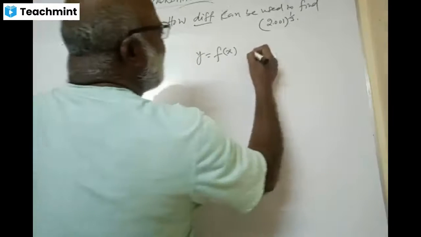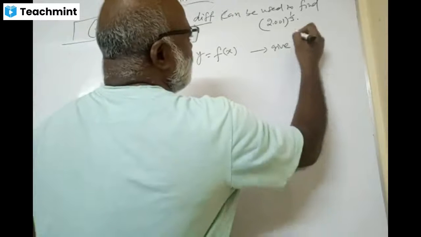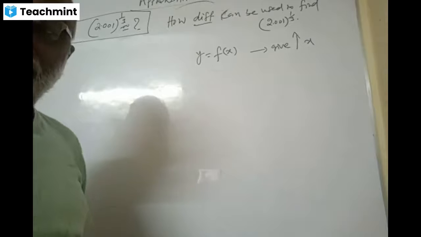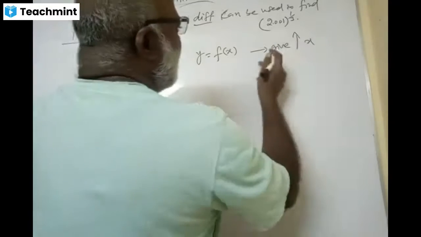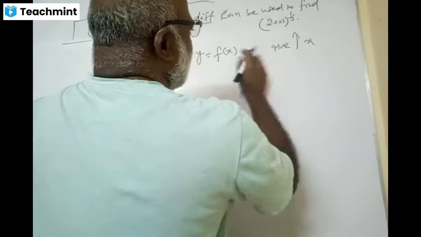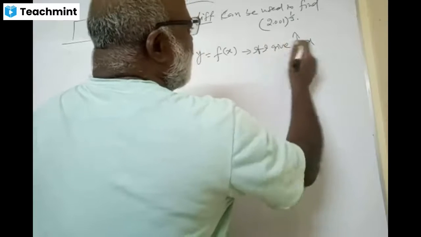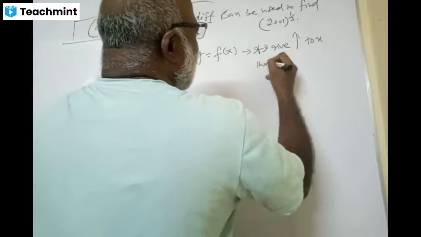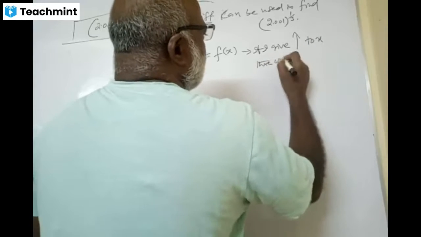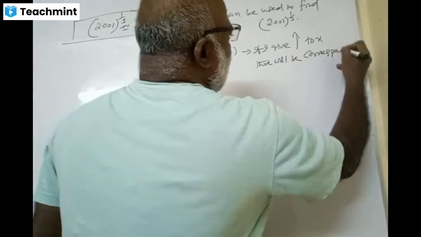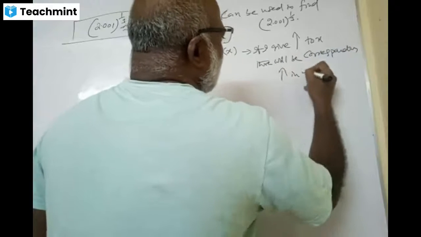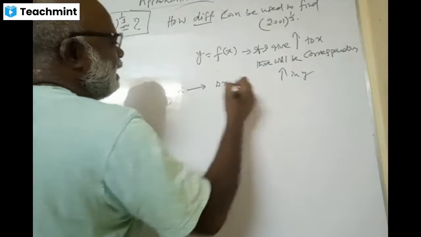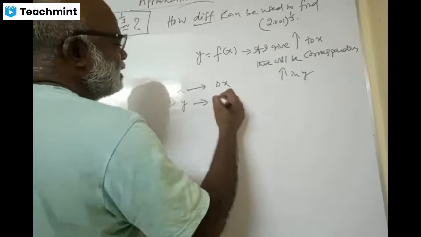Suppose I give an increment in x, then there will be a corresponding increment in y also, correct? This can be written as: in x there is an increment called delta x, and in y the increment is called delta y.